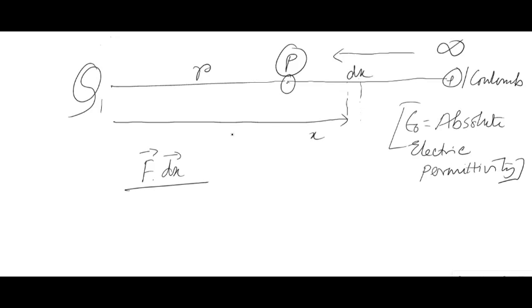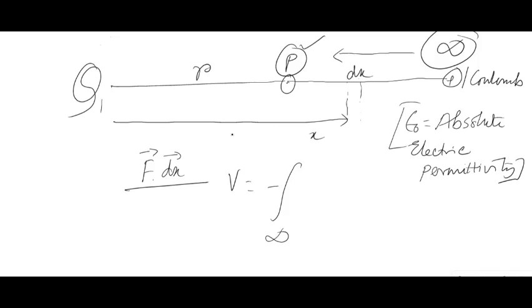Now, if we calculate the work done from this particular point at infinity to this point P, then what will be the value of total work done? That will be denoted by V or electric potential. And there must be a negative sign associated with it. Why is that? I will describe.